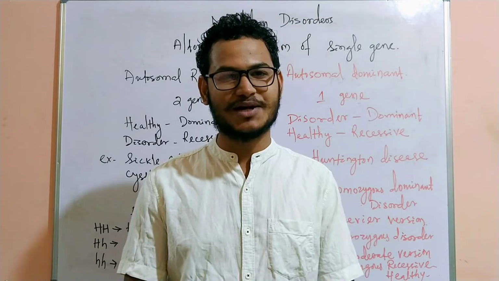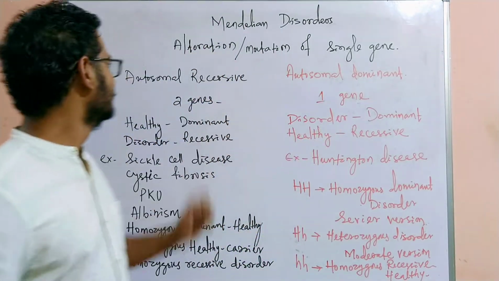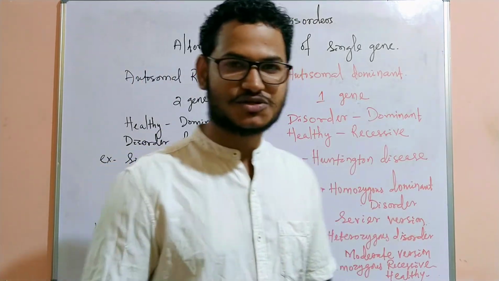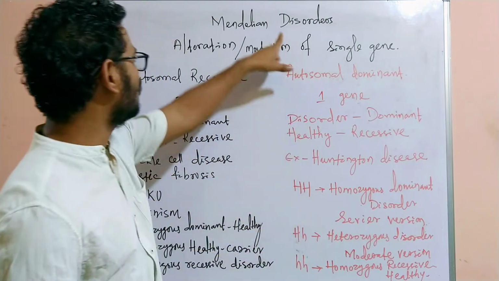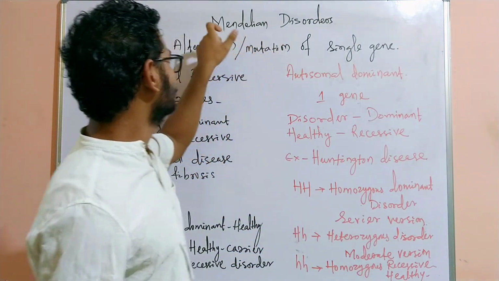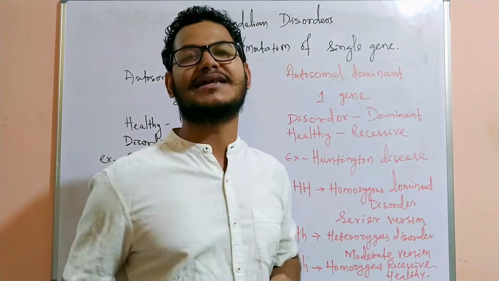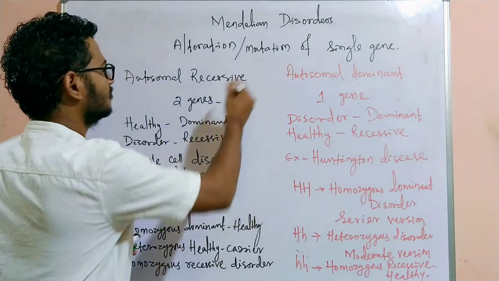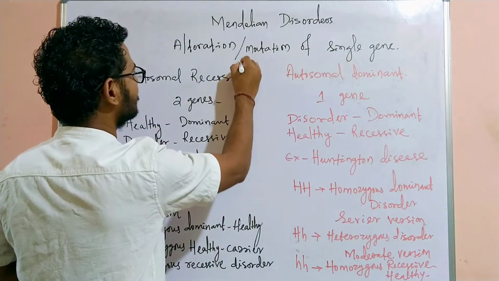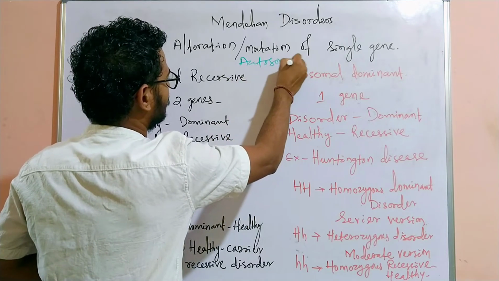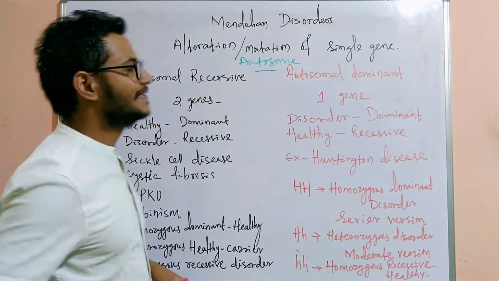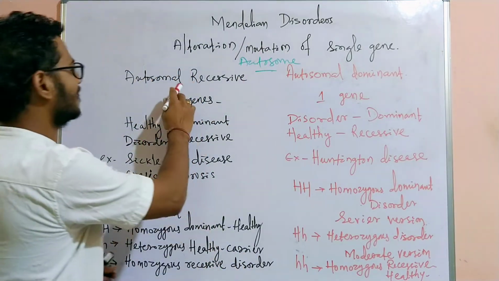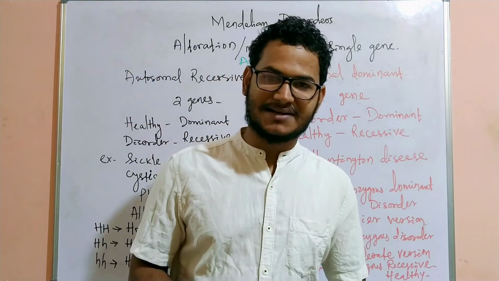In this video lecture, we are going to discuss Mendelian disorders and the difference between autosomal recessive and autosomal dominant disorders. So let's first understand what is the cause of Mendelian disorders. Remember, Mendelian disorders are caused due to alteration or mutation of a single gene. When it occurs in an autosome, it is called an autosomal disorder, which can be divided into two different types: autosomal recessive and autosomal dominant disorder.